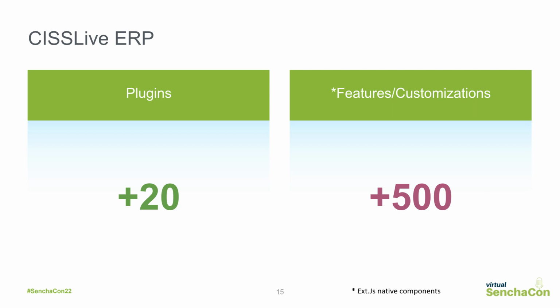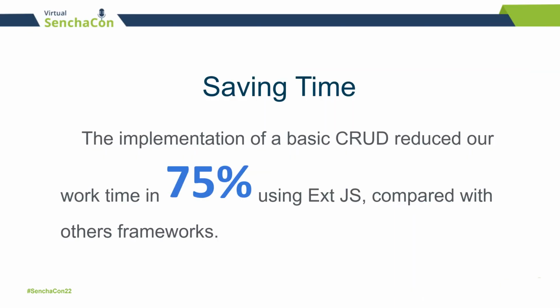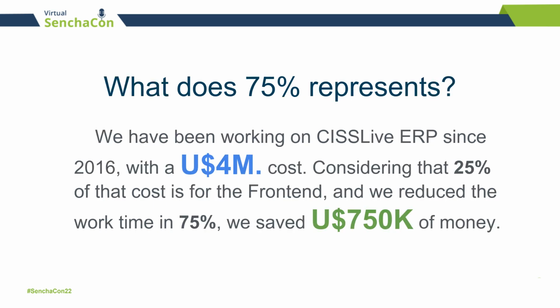We customized more than 500 custom components. And let's talk about saving time and, of course, saving money. The implementation of a basic CRUD reduces our work time by 75% using Ext JS compared with other frameworks. Considering that an ERP front-end is based mostly on grids, CRUDs, and workflows, what does 75% represent?